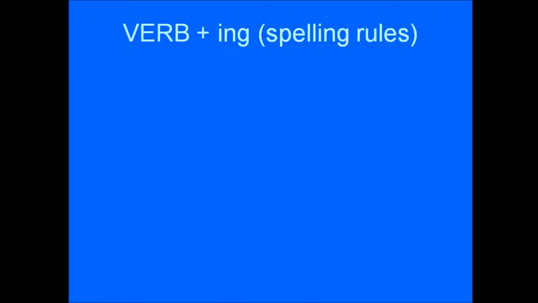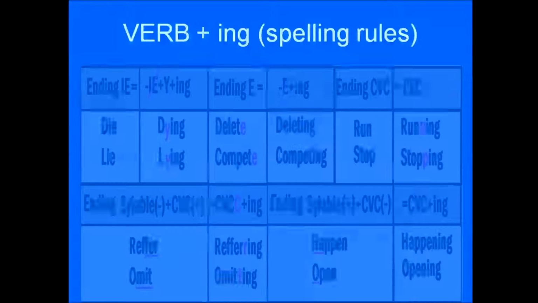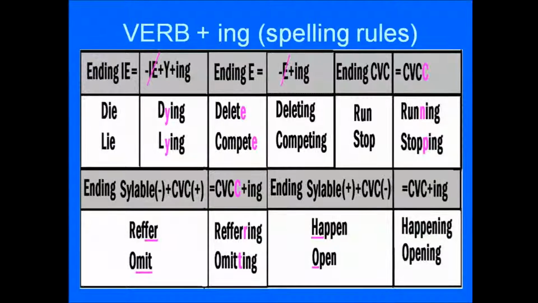Okay, now everyone, we are going to have a look at the form and the rule of using verb plus ing. Here, have a look at the word on the right, die, and when you put ing it becomes dying. Don't forget, when you use verbs that end in IE, when you put ing, change IE to Y and then add ing. Die becomes dying.